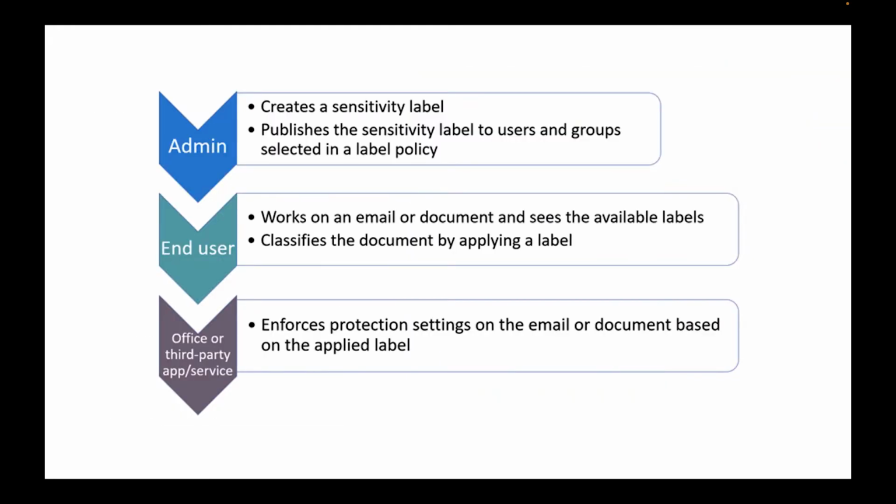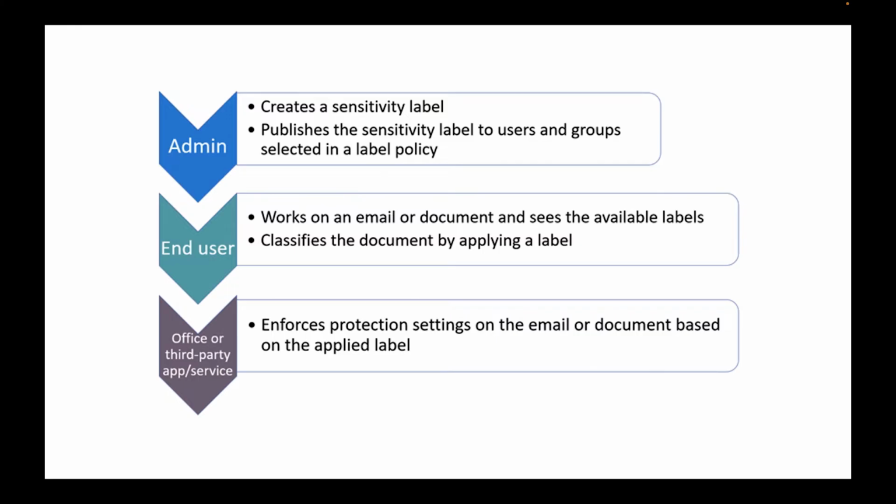So let's talk a little bit about essentially how a sensitivity label works, right? So the admin creates a sensitivity label. Then the sensitivity label needs to be published. They need to publish a sensitivity label to users and groups selected in a label policy. All right. So that's just a little hint of why this is going to be broken down into 2 videos, because I need to do the publishing part of the sensitivity label.